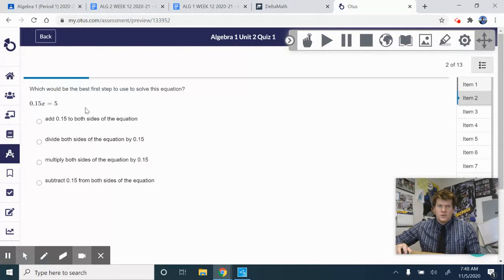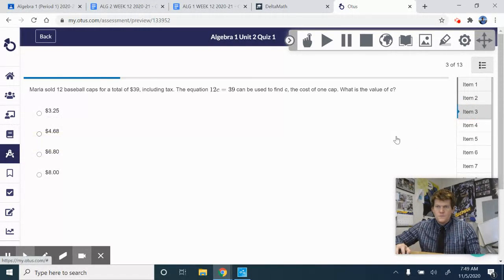Number 2, what's the best first step? Well, since I'm multiplying here, I have to do the opposite of multiplication. I have to divide. Item number 3, solving this equation. So if I'm solving this thing here, notice I have multiplication. So I'm going to divide both sides by 12.